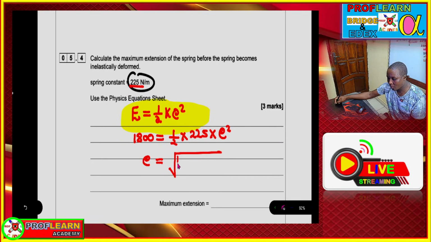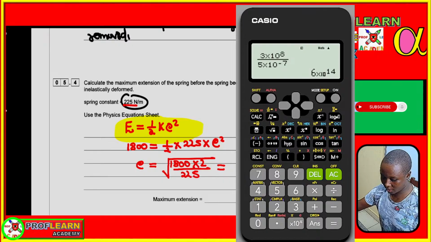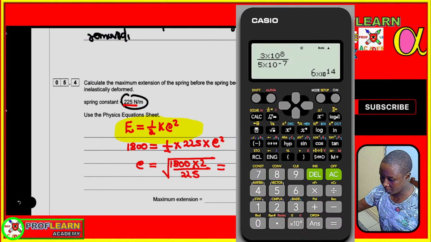If we make e squared the subject of the formula, I need to rearrange this. It is going to be 1,800 times 2 over 225, which we are going to put in our calculator to get the answer. Let's put it in our calculator and see what we shall have.